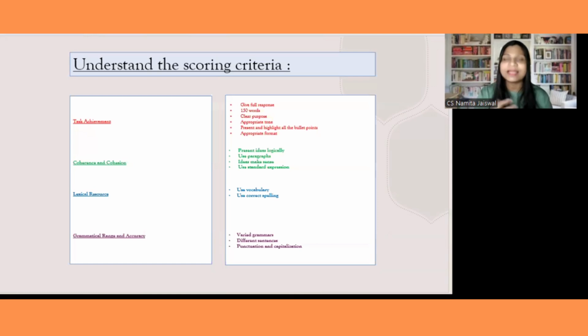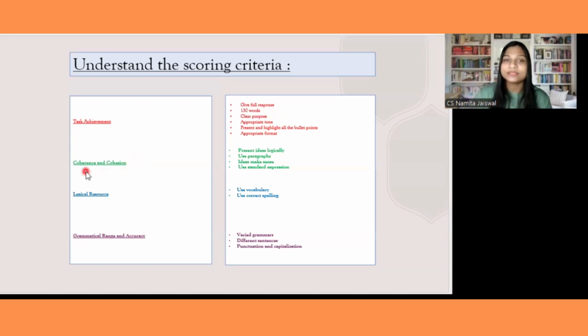We have task achievement, that is, whatever the question is asking, you have to give a full response. You have to fulfill the minimum word limit, that is 150. The purpose of the writing should be very clear. Appropriate tone: if it's a formal letter, you have to use a formal tone, and if it's an informal letter, you can use contractions to show the difference. This is how you need to maintain it. Your format should be very clear from top to bottom.